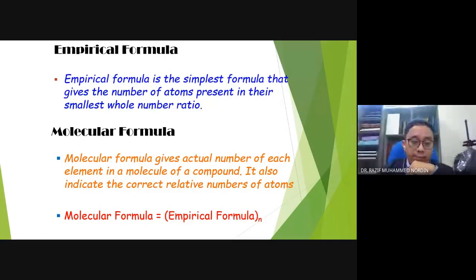For empirical formula, kita sepatutnya berhenti di sini lah ya kan. Tapi tak apalah, saya teruskan sekejap ya. For empirical formula, it is the simplest formula that give the number of atoms that present in their smallest whole number ratio. Nisbah yang terkecil. While the molecular formula give actual number of each element in a molecule of compound. It also indicates the correct relative number of atoms. Molecular formula equal to the empirical formula.